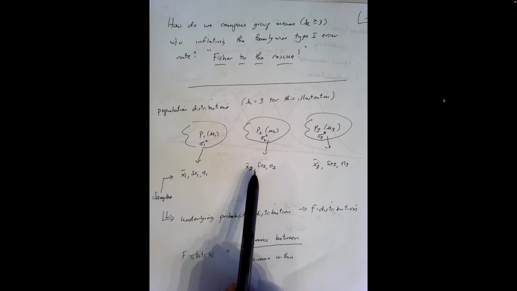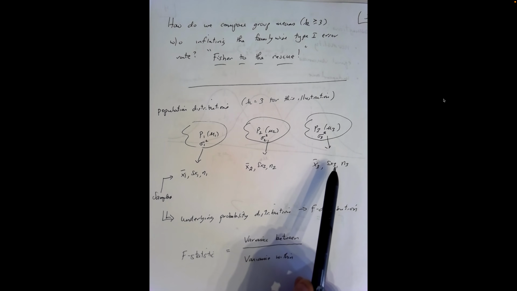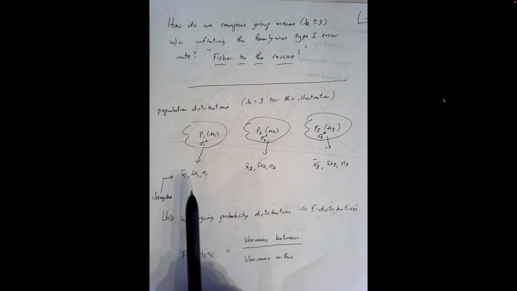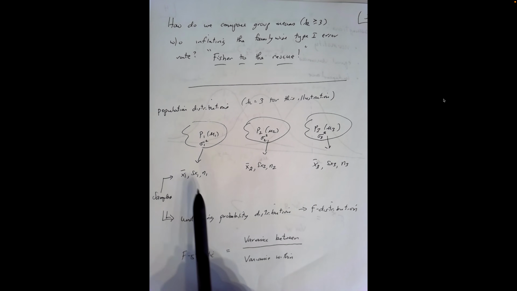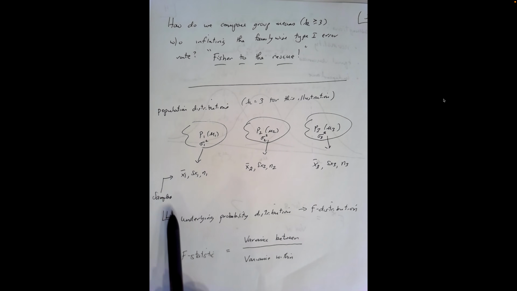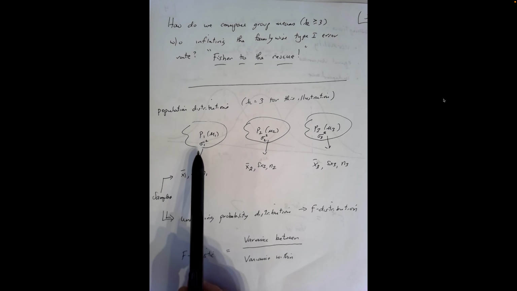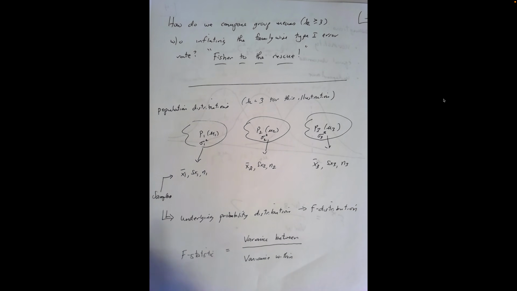Now, again, there's nothing holy about this sample. If we repeated it, we would get a different sample mean, a different standard deviation. If we did it again, we get another sample mean, another sample mean. So what we end up getting is a distribution of sample means for population 1, population 2, and population 3. Well, we model that phenomena using the F distribution.